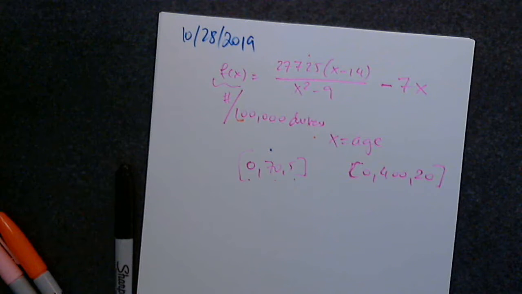Okay, so in y equals, we have to copy the function. For the numerator, 27725 in parentheses x minus 14. And close the parentheses, and the denominator is x squared minus 9. And then completely outside, minus 7x. I think you probably forgot to put minus 7x. You did? Yeah.